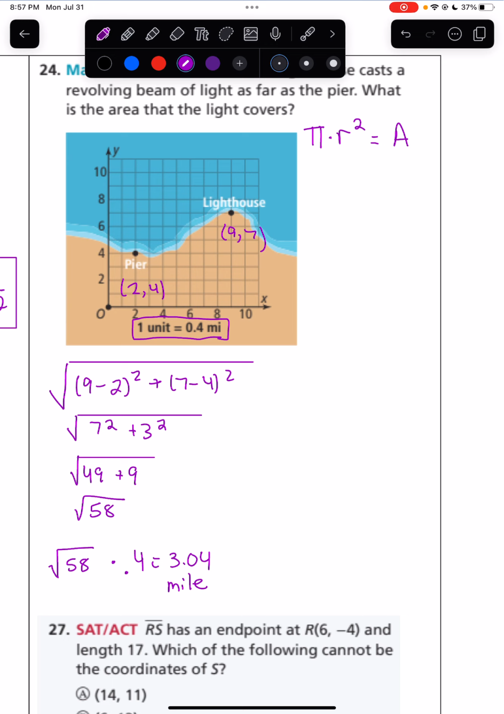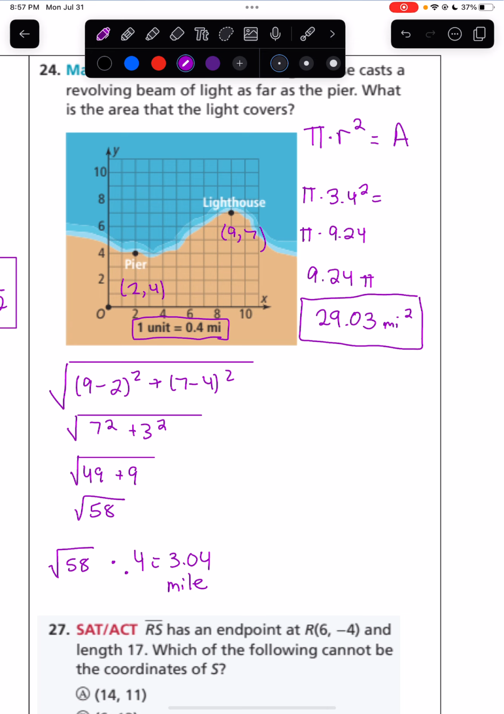Once we find that radius, that would be the distance from the lighthouse to the pier, we can plug it into the area formula for a circle, pi times 3.04 squared. So that is going to give us pi times 9.24. So we could say our answer is 9.24 pi, because we like to leave things in terms of pi. But since this is a decimal, I think it's probably better to just call this 29.03, which is what we get if we do 9.24 times pi. Remember your units on here. We have area in miles, so that's going to be miles squared. And there is your final answer.